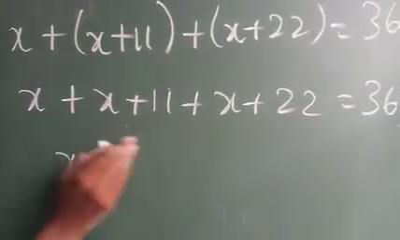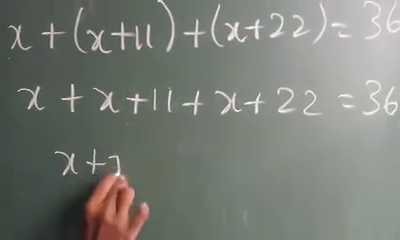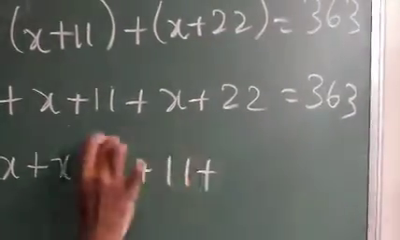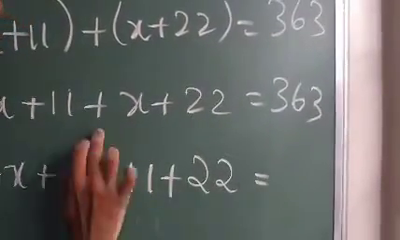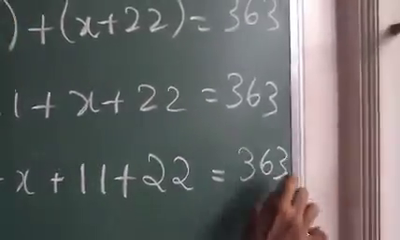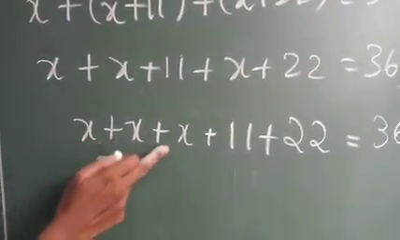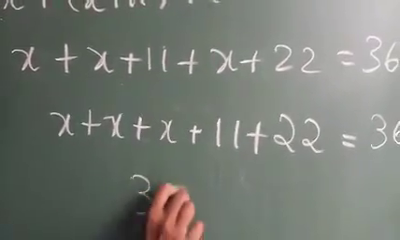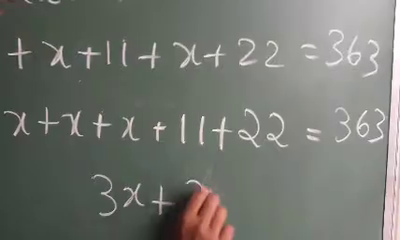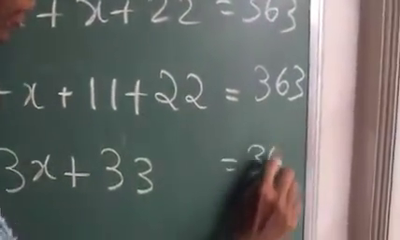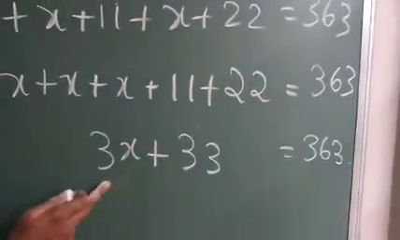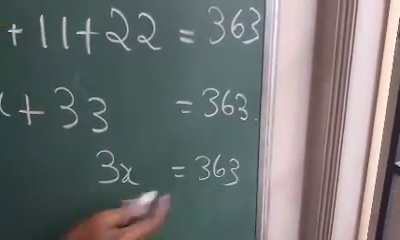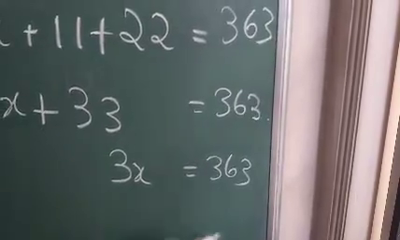Now you see, add the variables first. x plus x plus x, then the constants next. So 11 plus 22 is equal to 363. See, x plus x, 2x, plus x is 3x. 3x plus, now 11 plus 22 is 33, which is equal to 363. Now you have to find the value for x. So you keep 3x as it is and transpose this 33 to your right hand side.